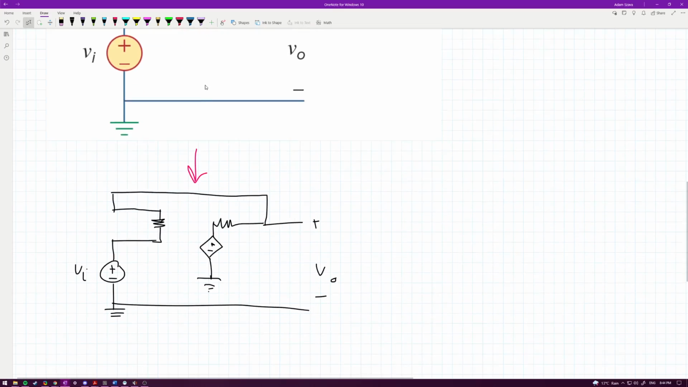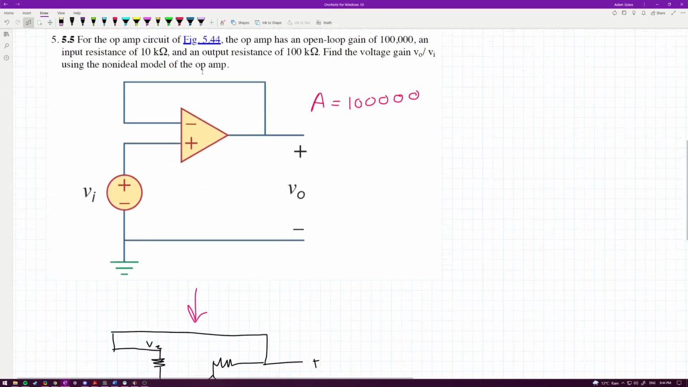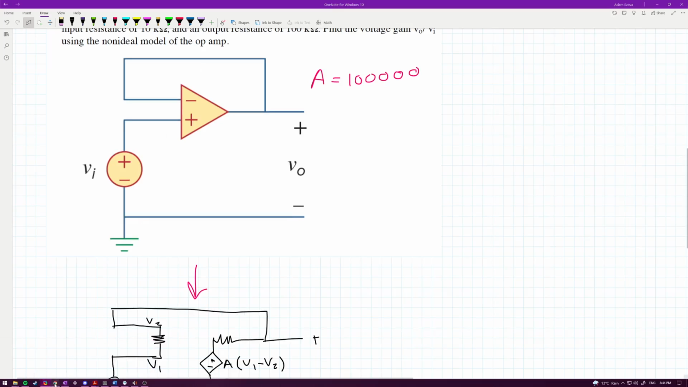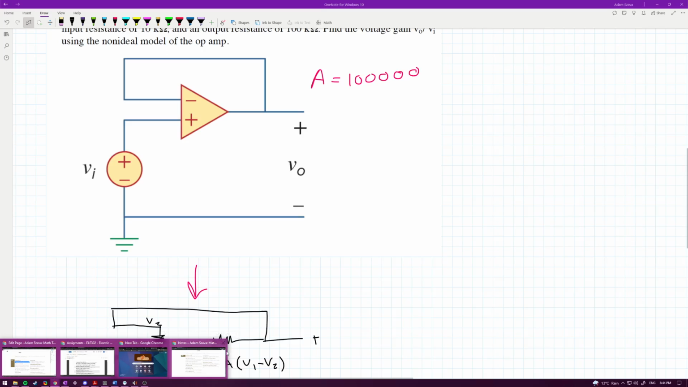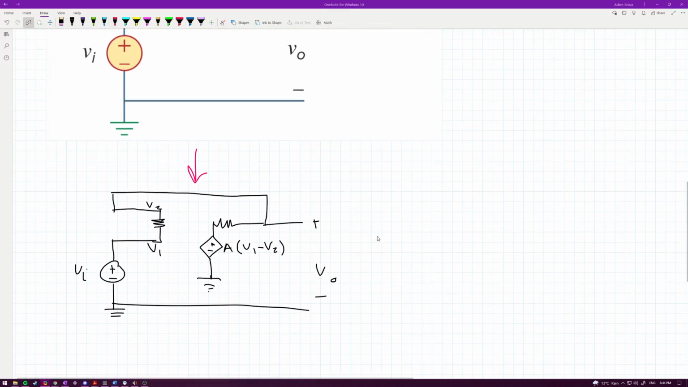Now this is A, and then this is V1, which is the positive one, and this is V2. So this is A times V1 minus V2. I think that's right. Let me check, I don't want to have it in reverse order. The minus is the minus of the voltage, so that would be plus minus. Yeah, so it's V1 minus V2. That looks right to me. So this is our I and this is our O.